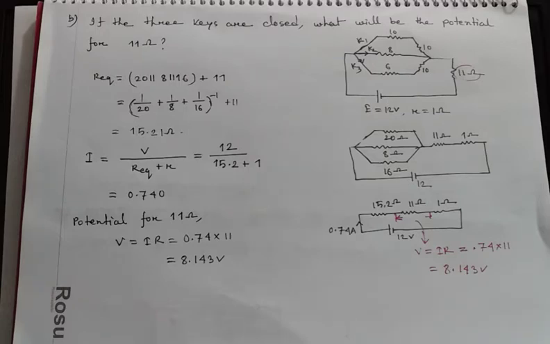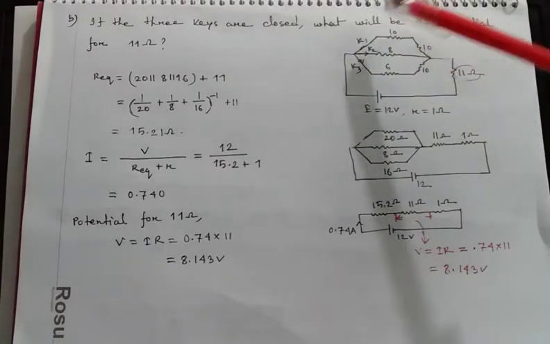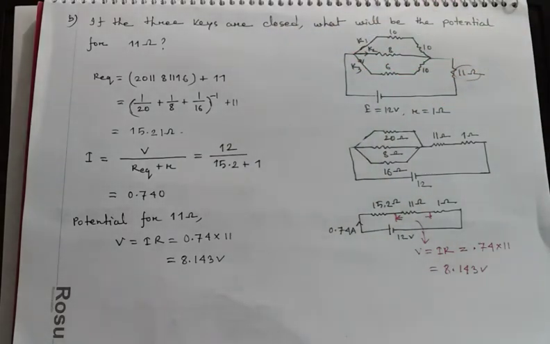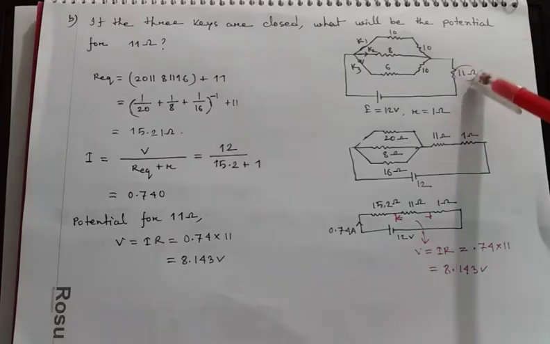Look here, on our circuit, three keys are used, and as they are told to be closed, we have made a closed path. Now we have to determine the potential for the 11 ohm resistance. So the job is the same here: we have to determine the equivalent resistance first.